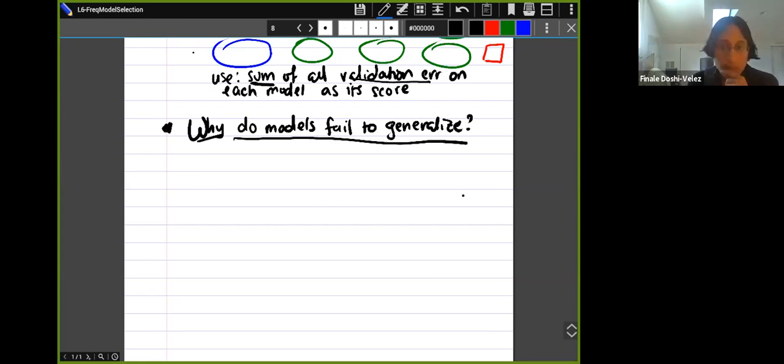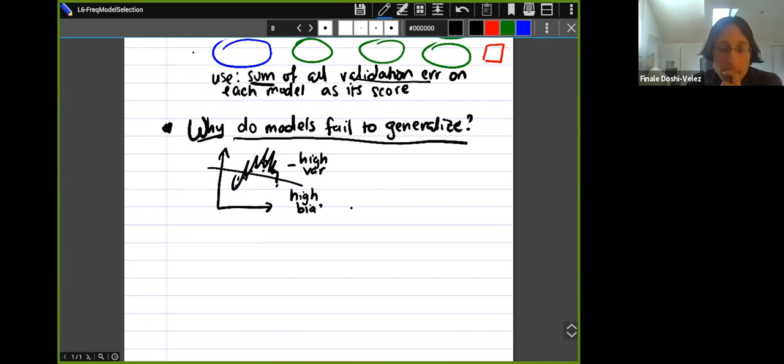Okay, so as I was hinting at before, there's this notion that if you fit something too complicated, you have this high variance model, and if you fit something too simple, you have this high bias model. And our error is probably somewhere in between, right? We want this Goldilocks model that's not too complex and not too simple.